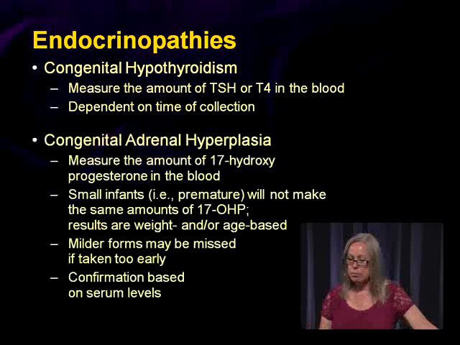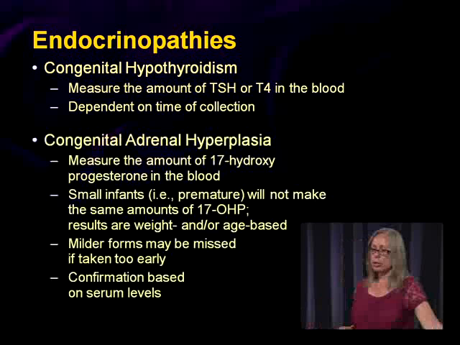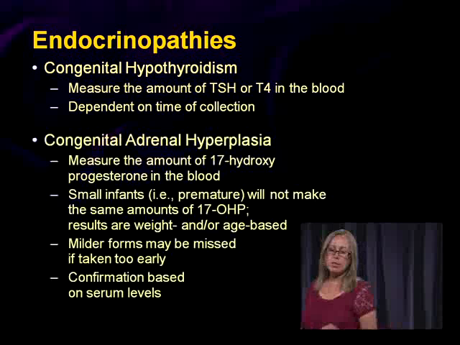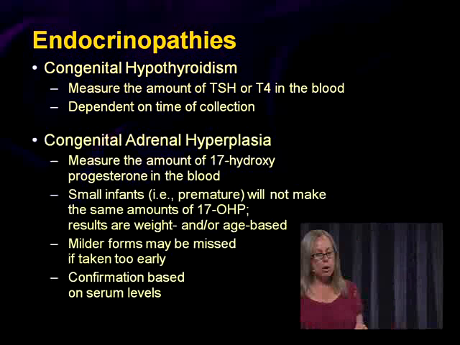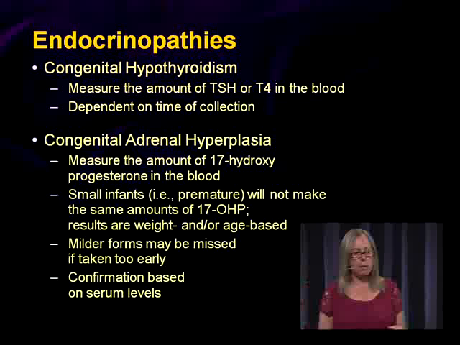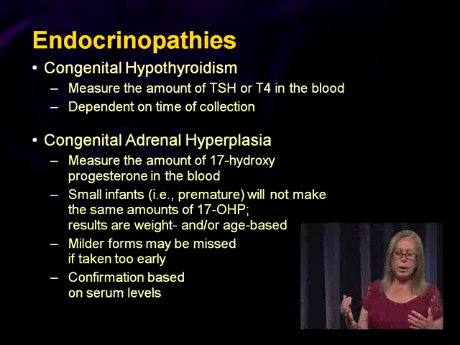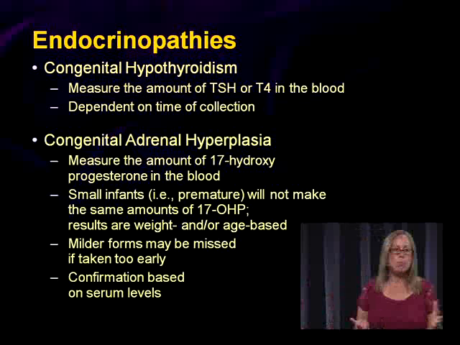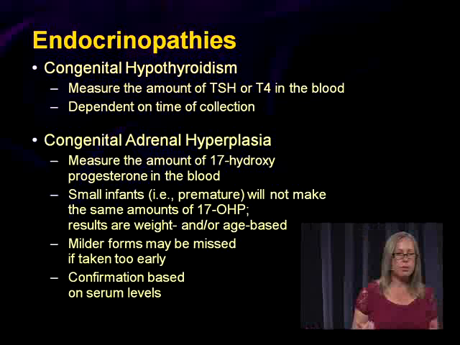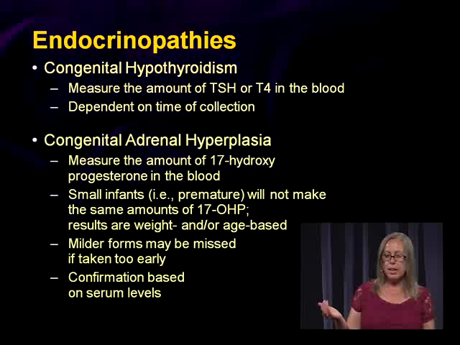Congenital adrenal hyperplasia measures the amount of 17-hydroxyprogesterone in the blood. Small infants or those that are premature will not make the same amounts of 17-hydroxyprogesterone, and so the results are weight and or age-based. Milder forms can be missed if you take the sample too early, and then confirmation is based on serum levels.